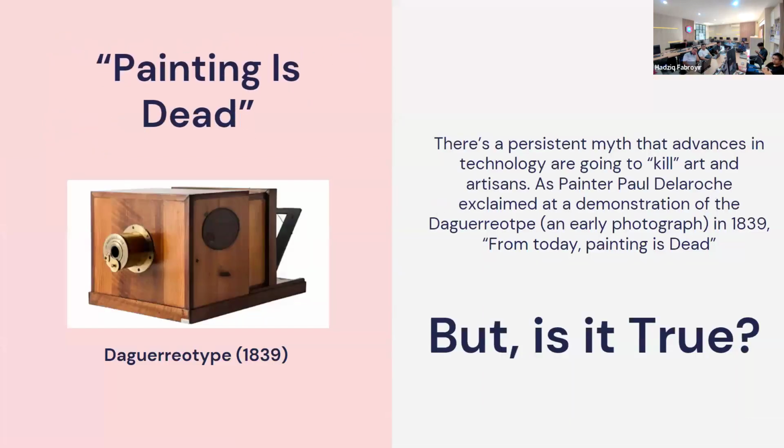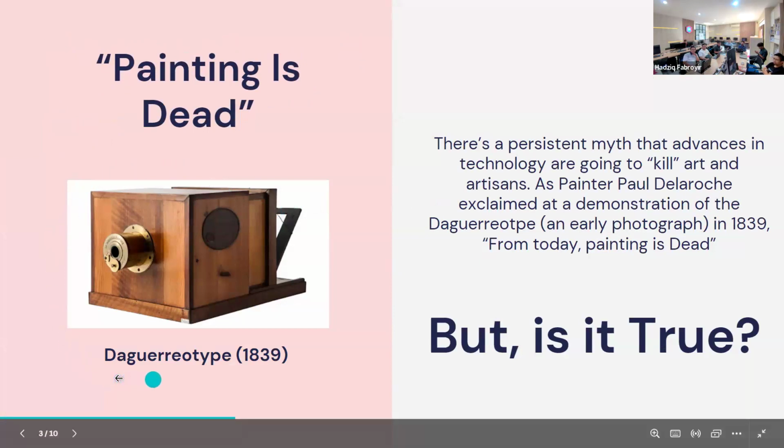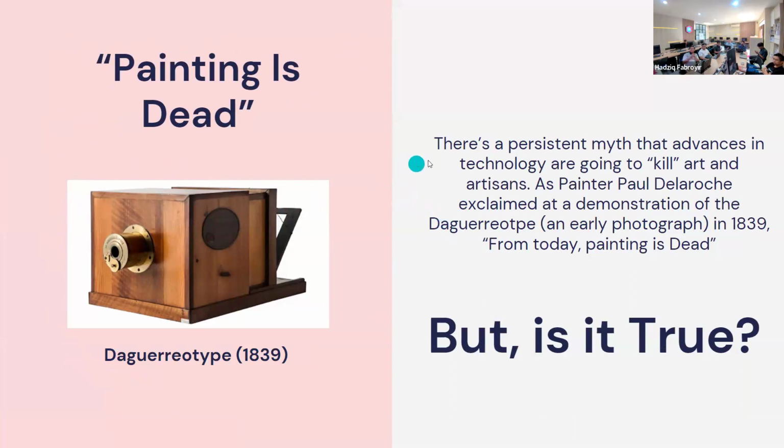Now we can go to the 19th century. As you can see, in the left image, this thing is called a daguerreotype. Sorry for the pronunciation. This was invented in 1839. Since it was released, there was a persistent myth that advances in technology are going to kill art and artisans. As painter Paul Delaroche exclaimed at the demonstration, he said that from today, painting is dead. But is it true that painting is dead?